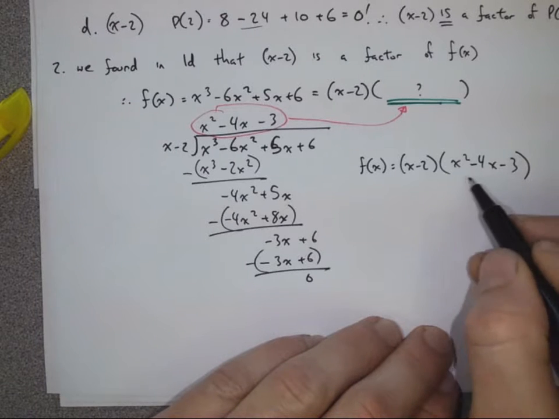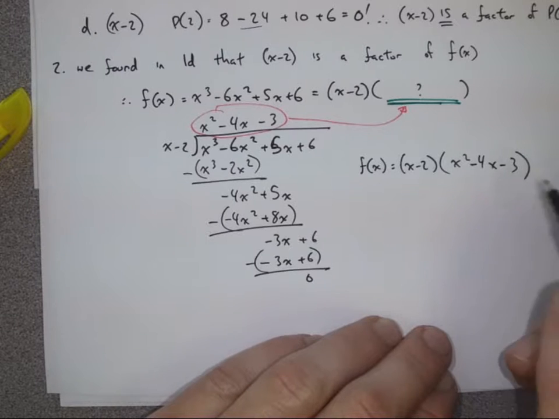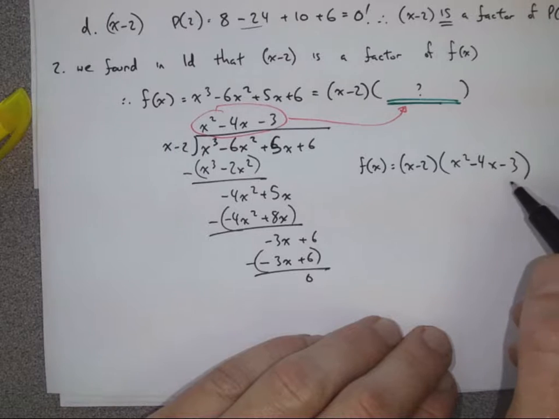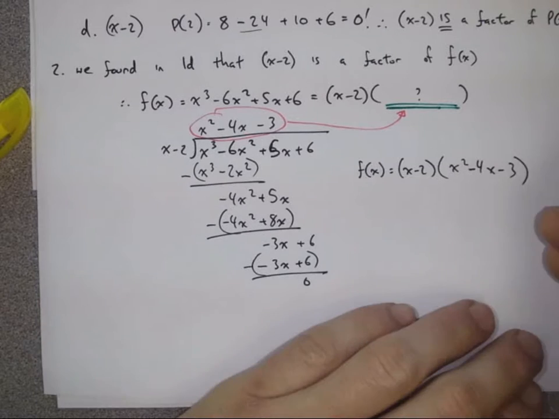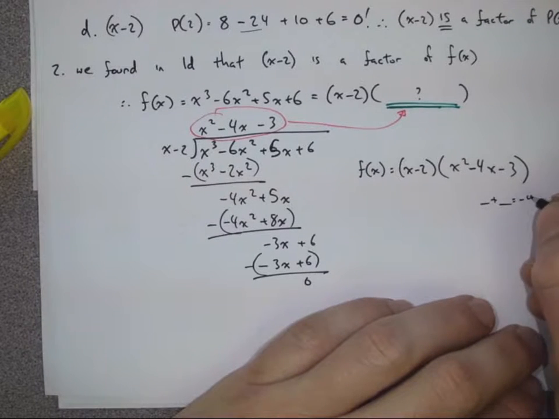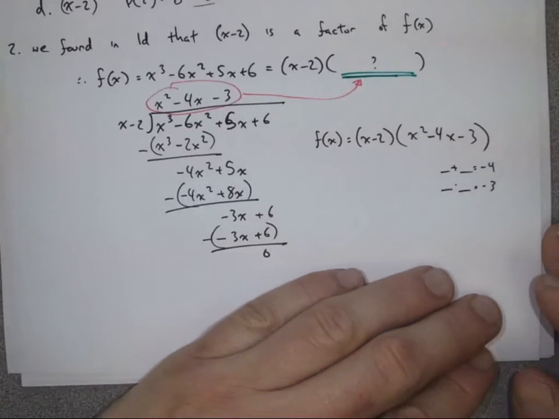Okay, and that is a quadratic expression, so I could factor that, or I could use the quadratic formula. Okay, interesting. That's gross. So are there any numbers that add to negative 4 but multiply to negative 3? I feel like maybe there aren't. Negative 4 plus 1. No, I don't think so. So I'm going to use the quadratic formula here.